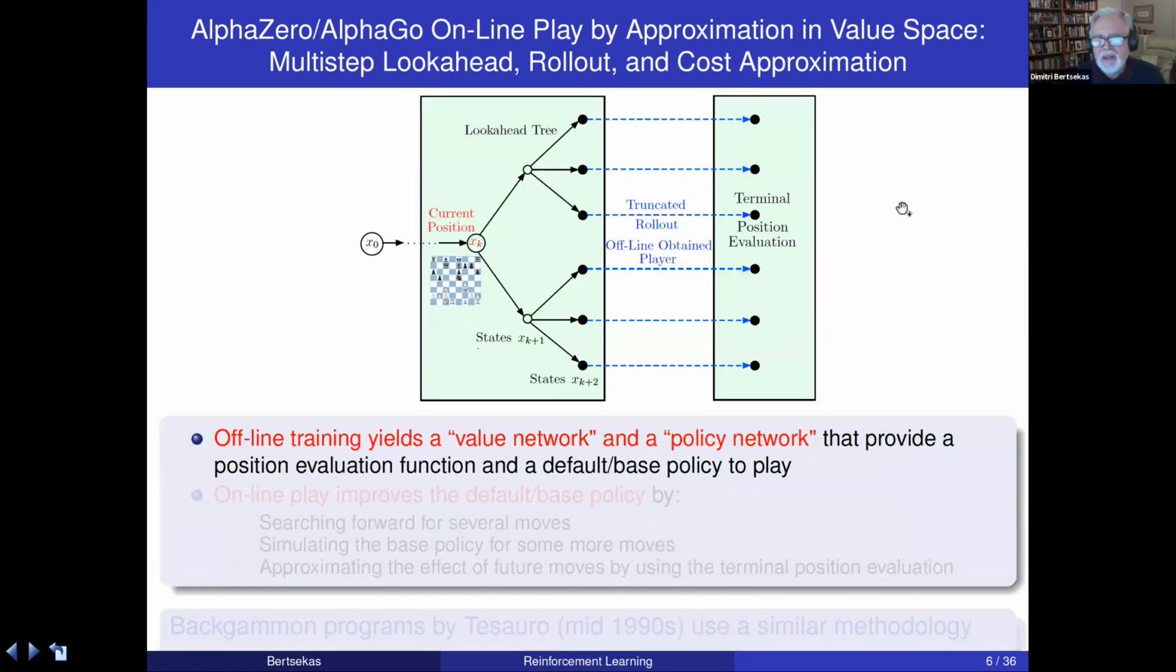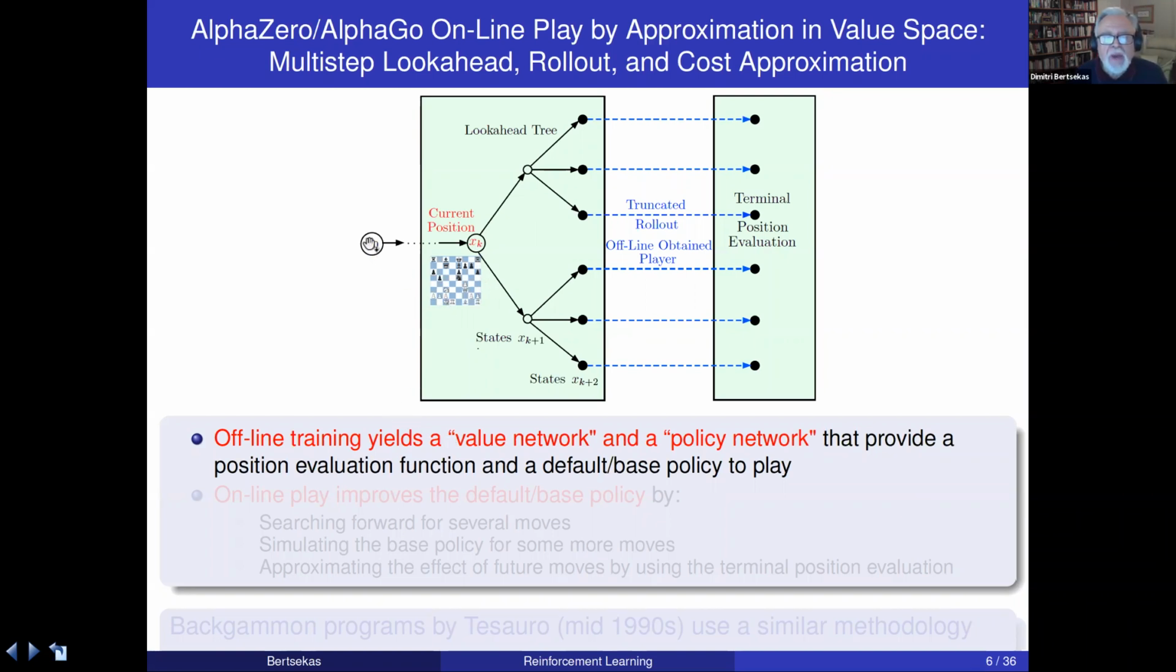However, that player, if you play against it, you can probably beat it. If you're a strong chess player, it's not impressive. That player becomes impressive when it is embedded in an online playing algorithm, which involves what's called approximation in value space, multi-step lookahead, and some other ideas that are going to be central in our class. Okay, so let's see how that works.